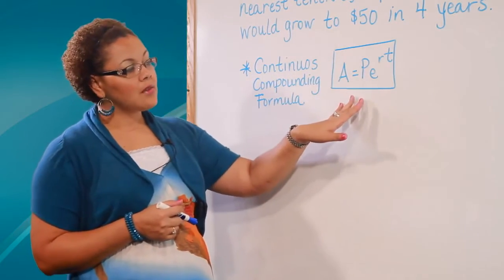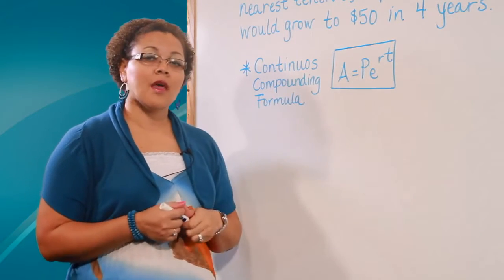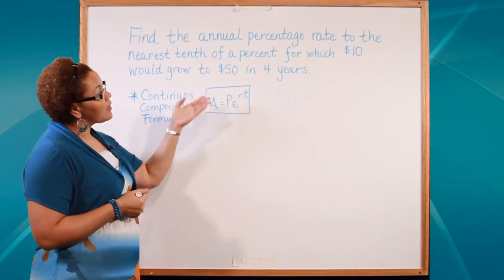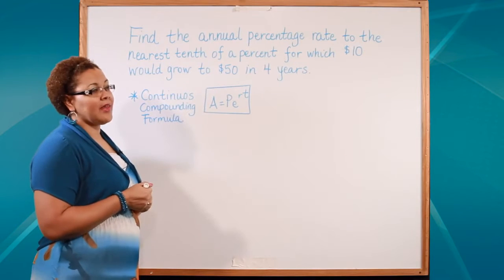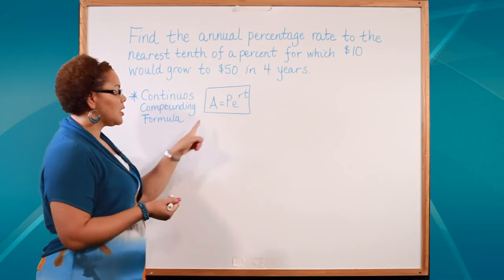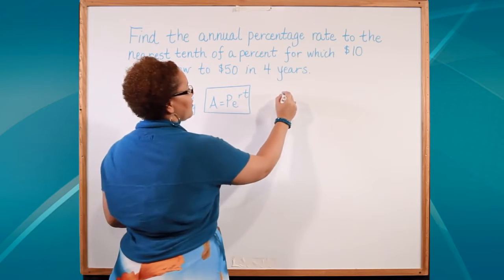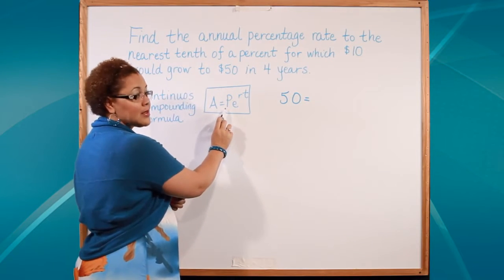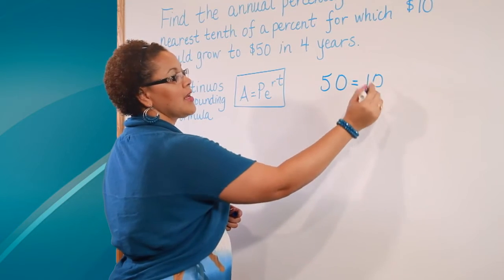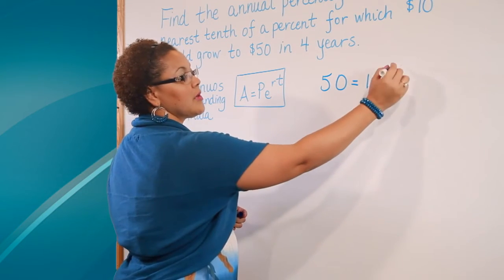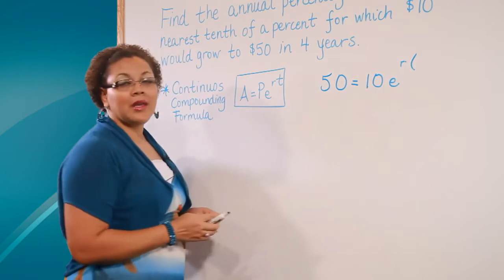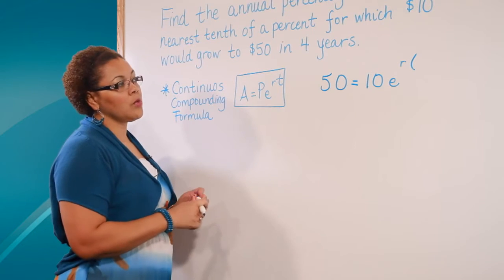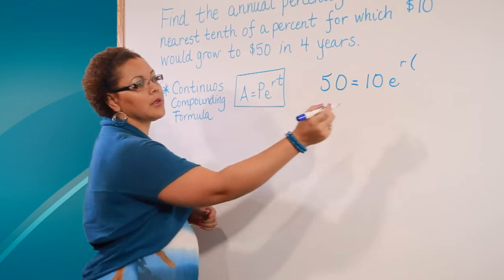So we're going to take this formula and plug in the information that we know. The total amount that this investment will have made at the end of 4 years is $50, so we'll replace A with 50. The initial amount invested is $10, so P is 10. e to the r, and the time in years is 4, so we'll replace the t in our formula with 4.